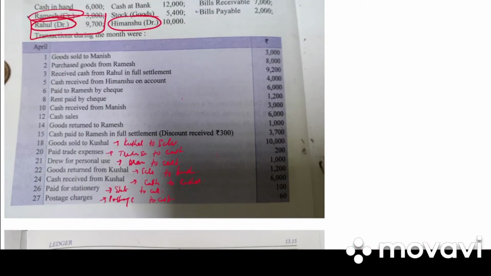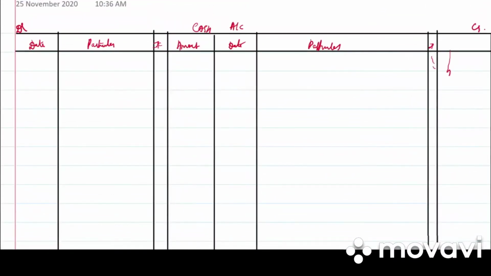After we have written all the journal entries, next we need to prepare the ledger accounts. So draw the format. We have debit side, credit side. The first ledger account will be cash account. Date, particulars, JF, amount. Date, particulars, JF and amount. So 1st April to balance brought down. Opening entry they have given us the balance 6,000.